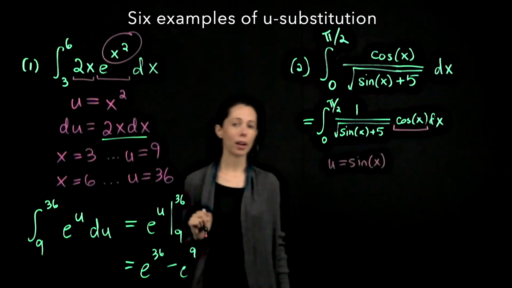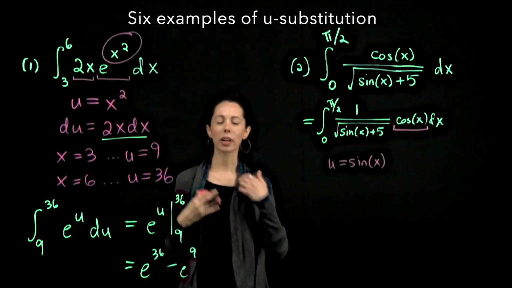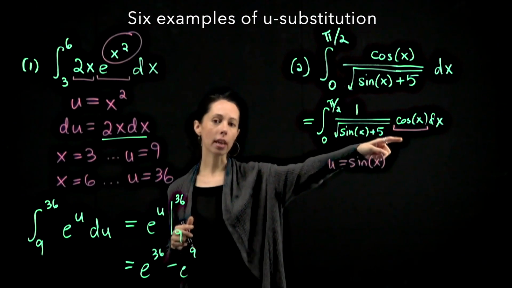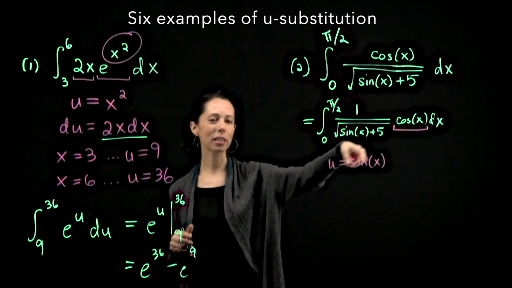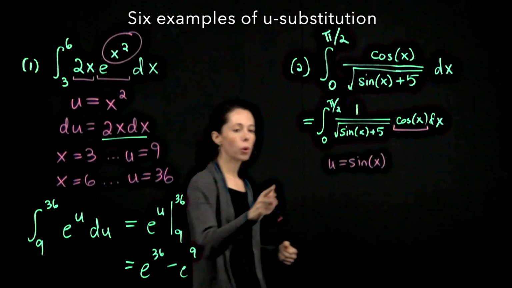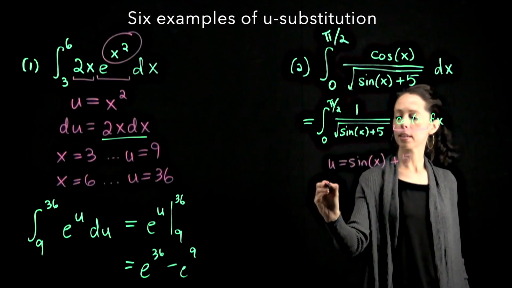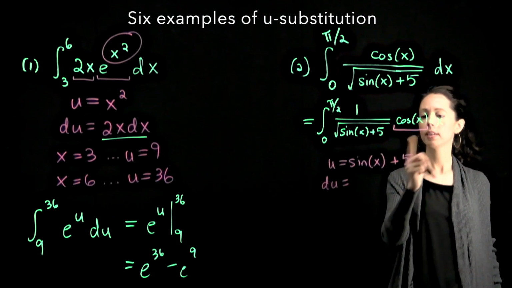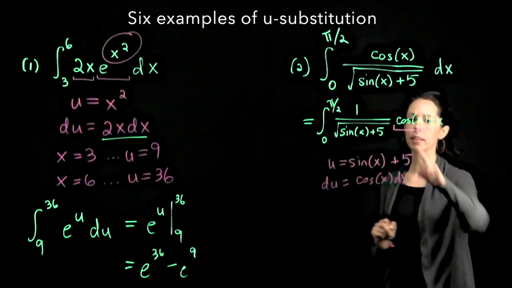However, we could actually do better. I recommend trying to take the biggest u that you possibly can, so try to absorb as many terms as you can. While the derivative of sine is cosine, the derivative of sine of x plus 5 is also cosine, because the plus 5 isn't going to affect your derivative, it's just a constant. So I'm going to let u be sine of x plus 5, so that du is cosine of x plus 0 dx, so cosine of x dx. And then we see that expression here.